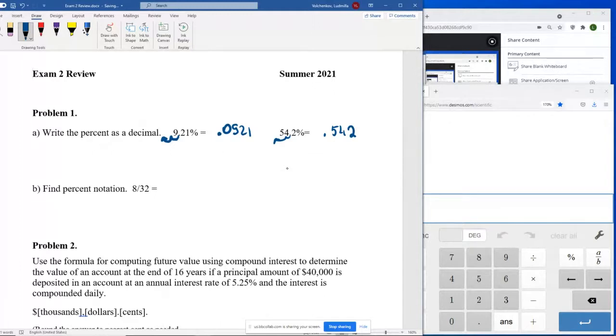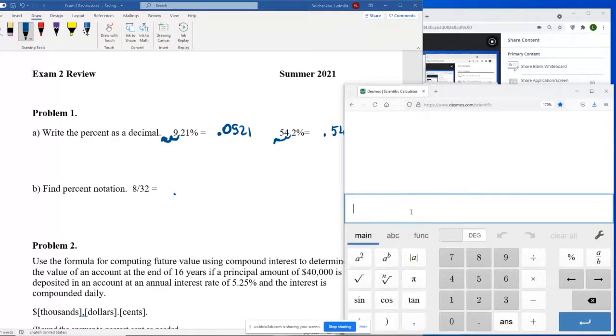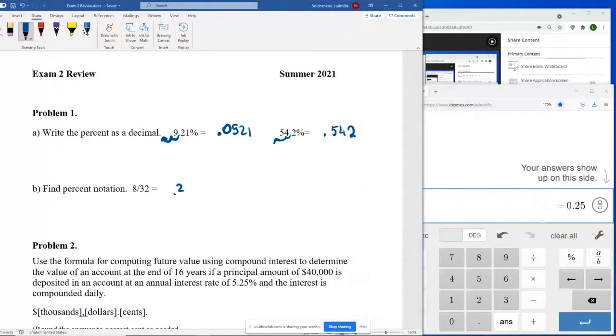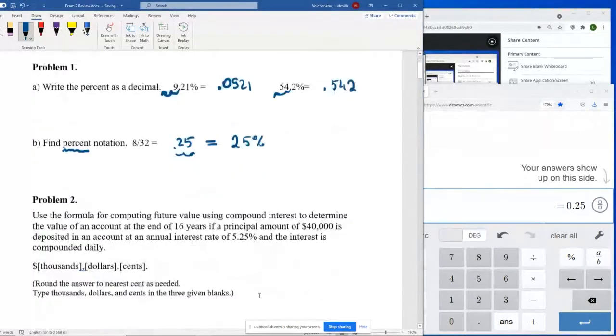Find percent notation. So here we need a calculator because we first need to find this fraction in decimal form. So 8 divided by 32 will be 0.25, but we want to find percent notation. 0.25 in decimal form, in percent form, we move the decimal point 2 places to the right, 25%. Okay.